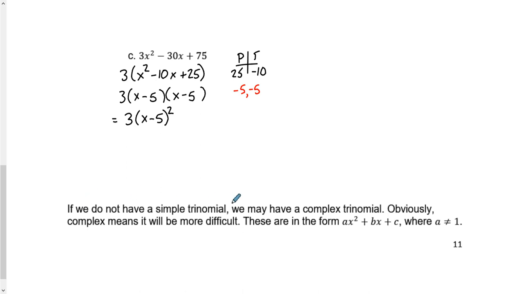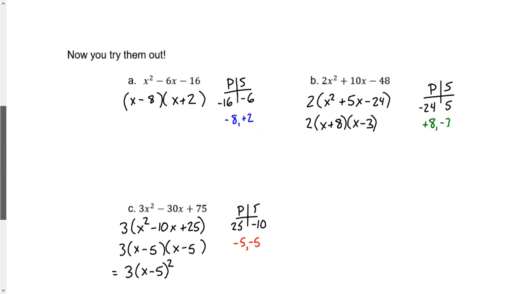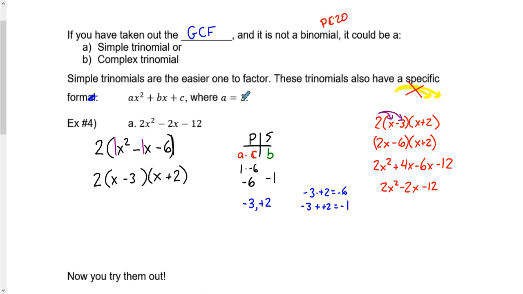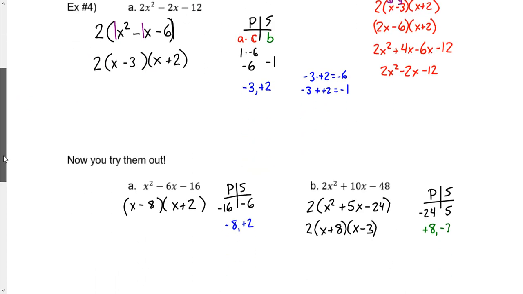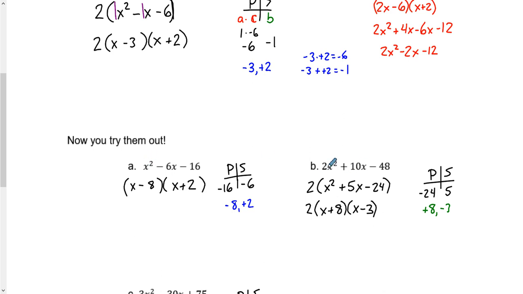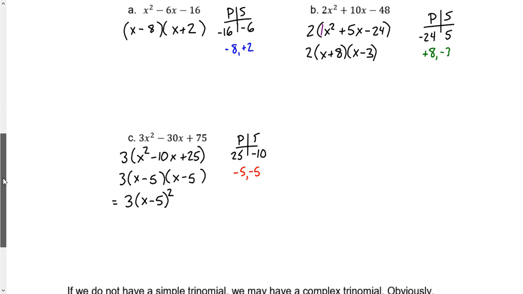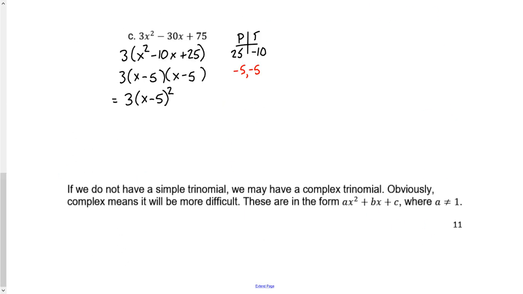If we don't have a simple trinomial, we may have a complex trinomial. Obviously, complex means it's going to be more difficult. Now, these are in the form ax squared plus bx plus c, where the a value is not equal to 1. That is a very big difference from this one, where our a is equal to 1. This one is a 1. This one is a 1. Even though this one originally has a number other than 1 in it, as soon as we factor out that 2, we have a 1 in front of that x squared, which means that's simple. We're going to work with things that are complex.